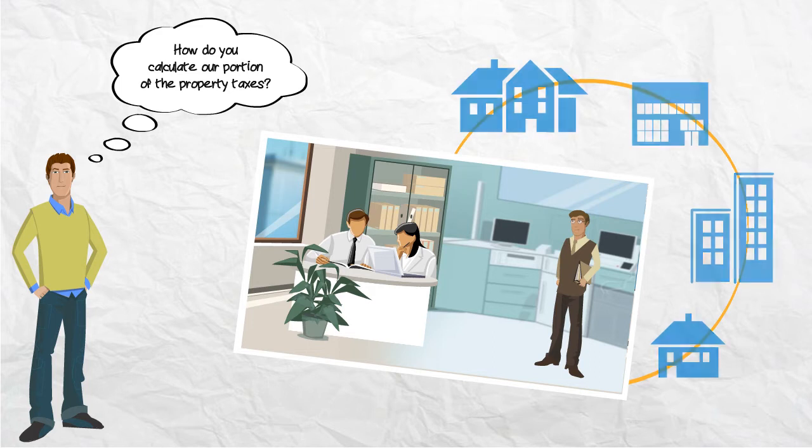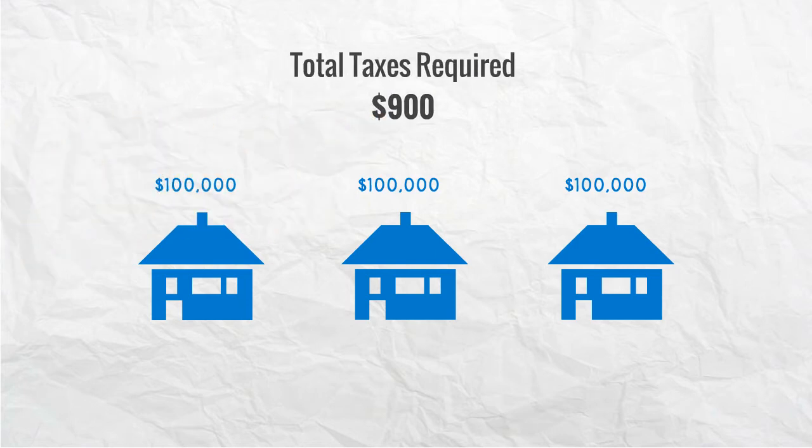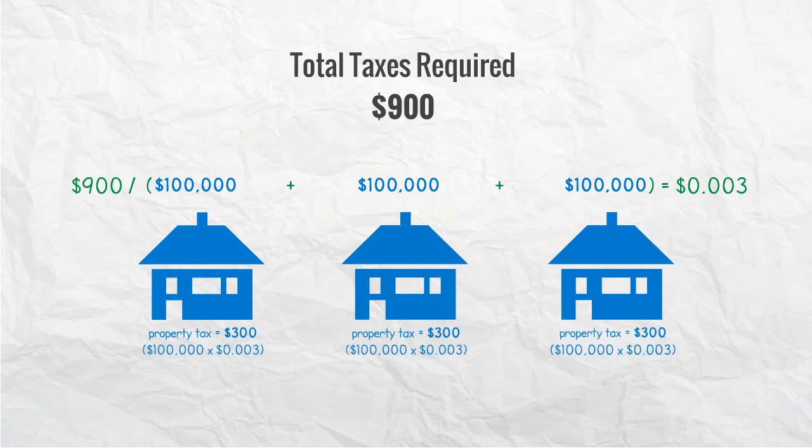Let's assume an imaginary town has 3 properties, and all 3 properties have the same assessment value of $100,000. Assuming the total taxes needed to balance the town's budget is $900, then the tax rate must be set at $900 divided by the total value of all properties, which equals $0.003. In order to collect the $900 needed for the town to operate for the year, that means each property would have to pay $100,000 times $0.003, or $300. Each property pays their share of taxes based on their assessment value.